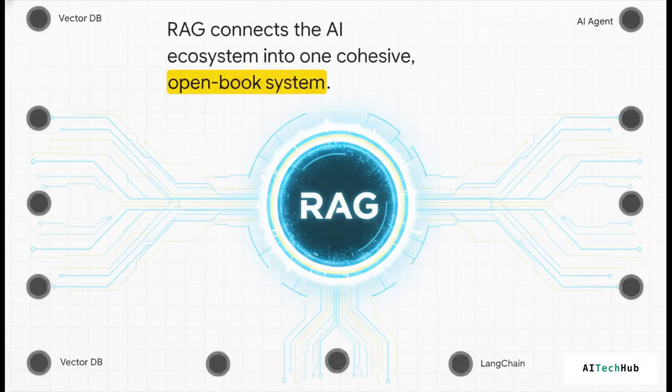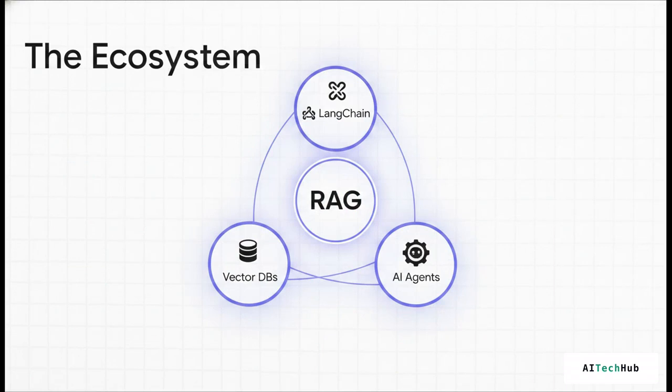Which actually brings us to a major realization about the modern AI stack. RAG isn't just some isolated parlor trick. It actually serves as the connective tissue. It's the ultimate capstone concept that unifies this broader ecosystem we've been carefully exploring and building throughout this entire series of explainers.